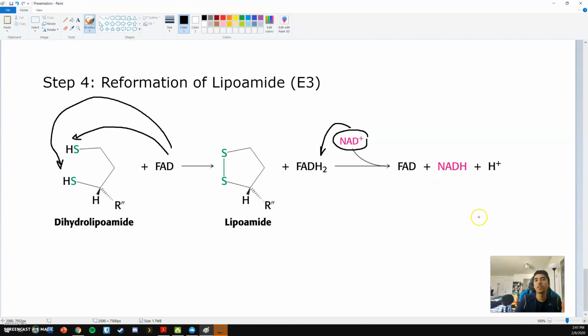So overall, we saw the formation of the acetyl CoA from pyruvate, as well as some of those important coenzymes being recycled back so that we can continue performing that overall reaction.